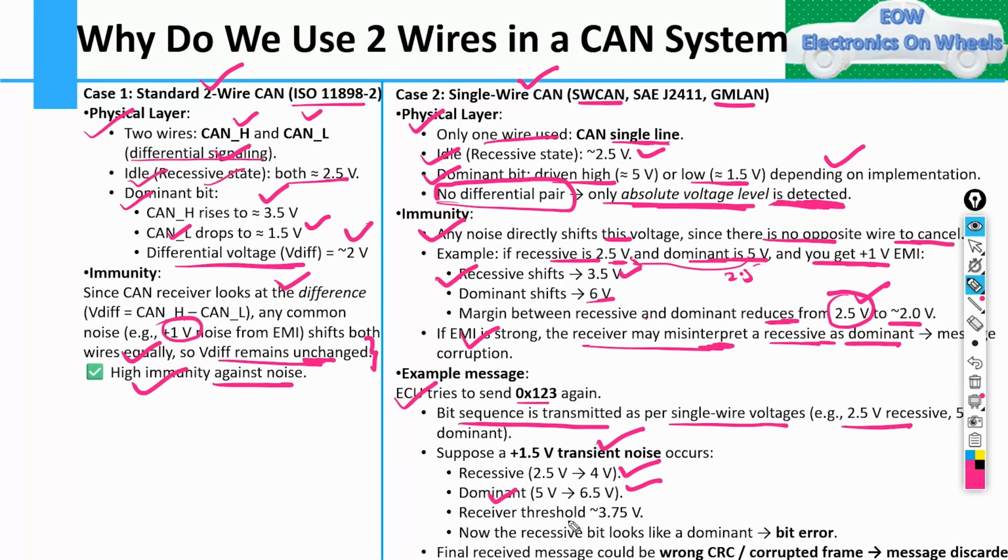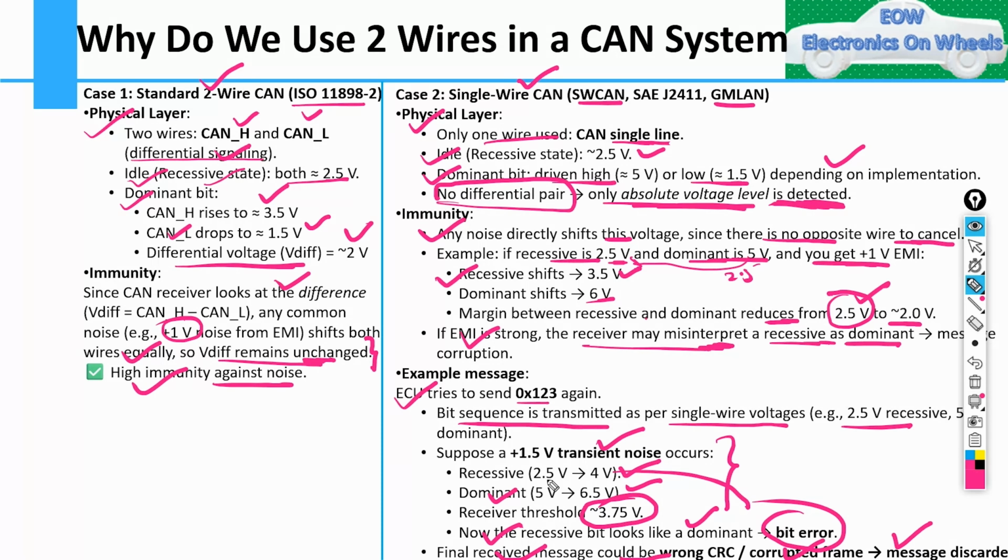The receiver threshold is only 3.75. Now the recessive bit looks like a dominant, because it went above this 3.75. So this will be a bit error, and the final received message could have a wrong CRC and be a corrupted frame. So this is how noise will affect you when you are using only a single wire.